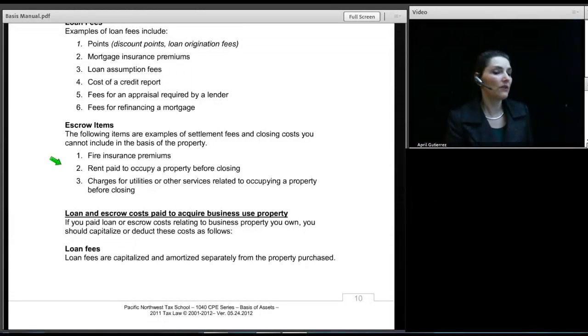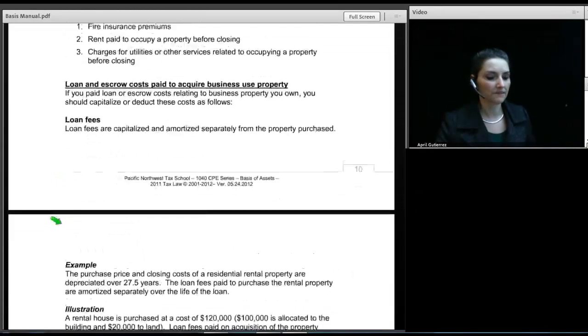Can we move in now? And it's customary to charge rent for that period of time, that window of time. And then it will show up on the closing papers. And then charges for utilities or other services relating to occupying a property before closing.